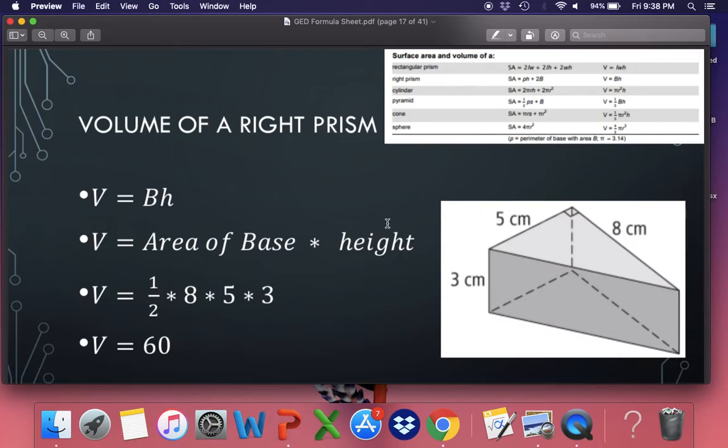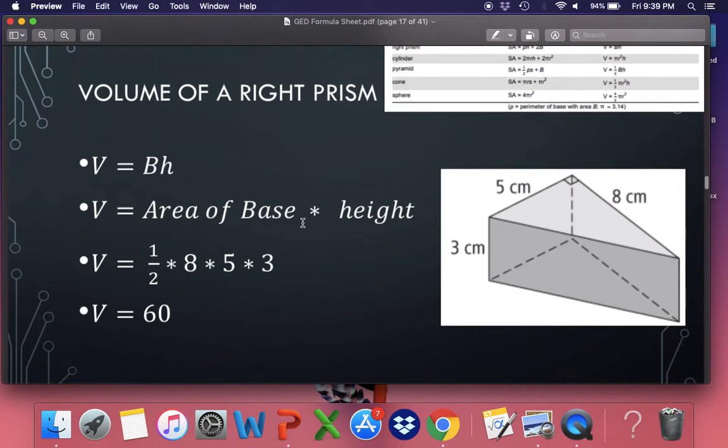The volume of a right prism is going to be area of the base times the height. So you have to get the area of the base, which is half times the base times the height. So half times the base, which is 8, times the height, which is 5, of the triangle, times 3, which is the height of the actual figure. And that'll be 60 when you put it all in the calculator.